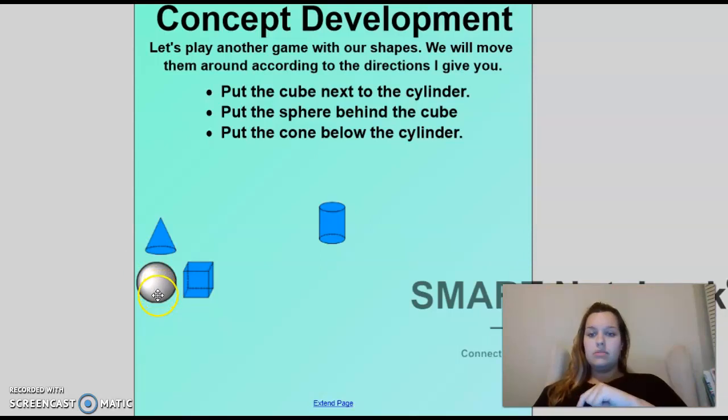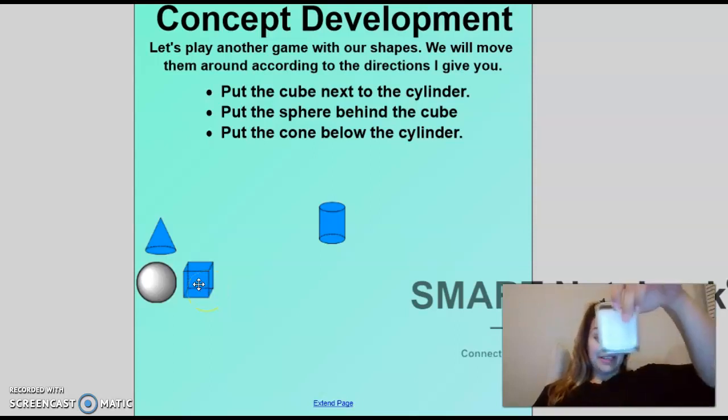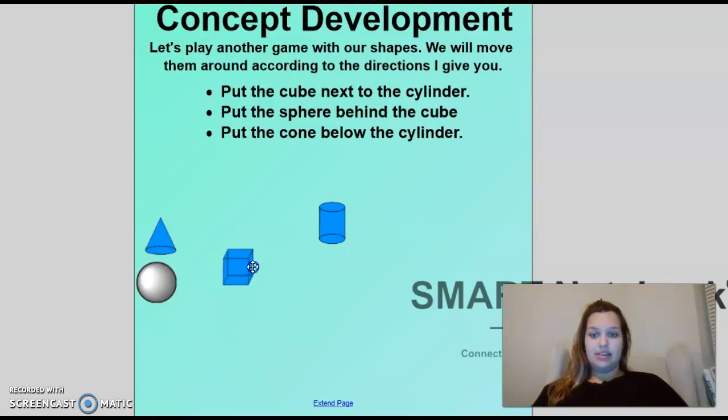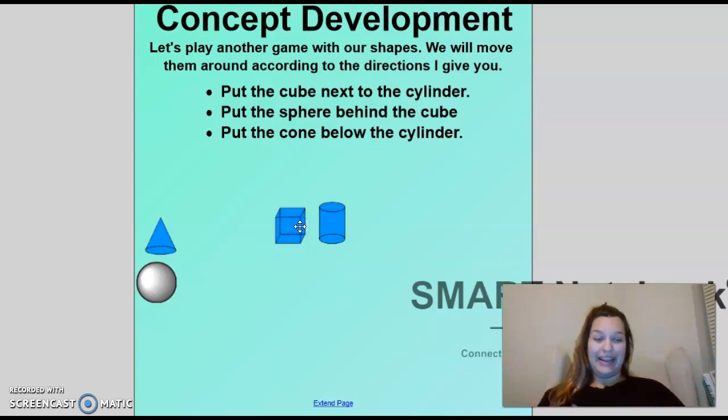No, that's a cone. It's a sphere. Here's our cube. Remember, it's got the 6 square faces? We need to put it next to the cylinder. Does that look right? Great. Thanks for your help.